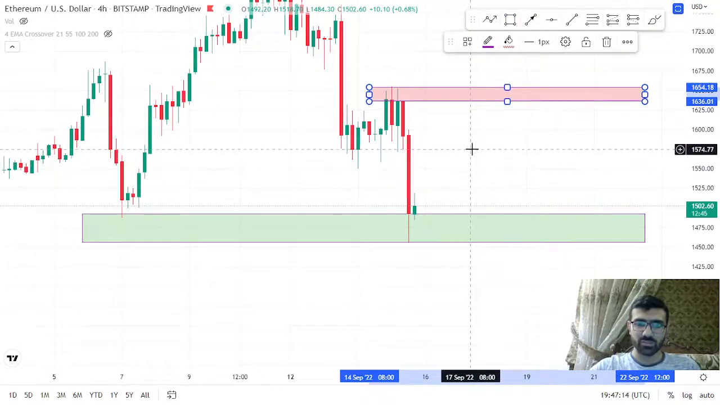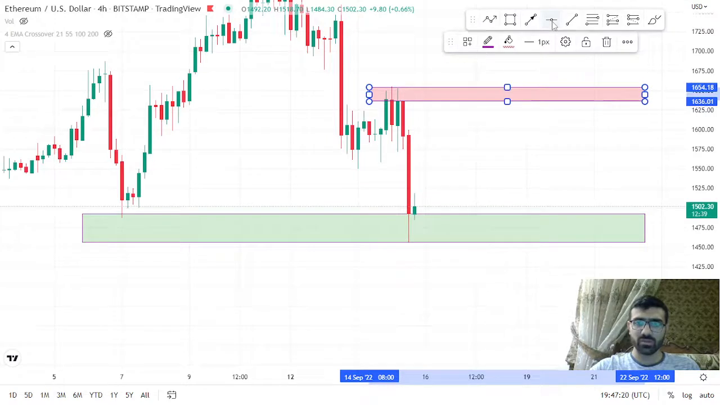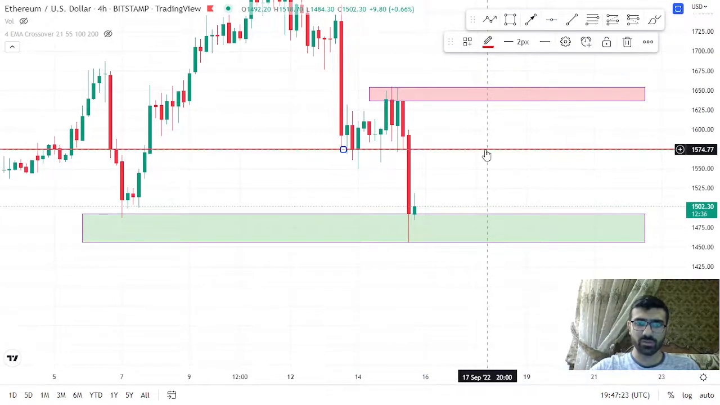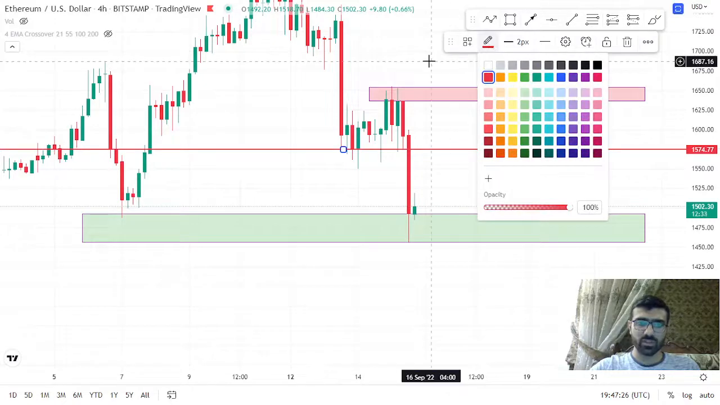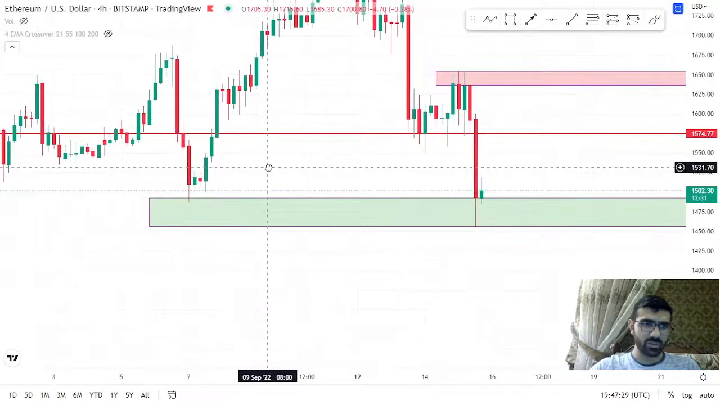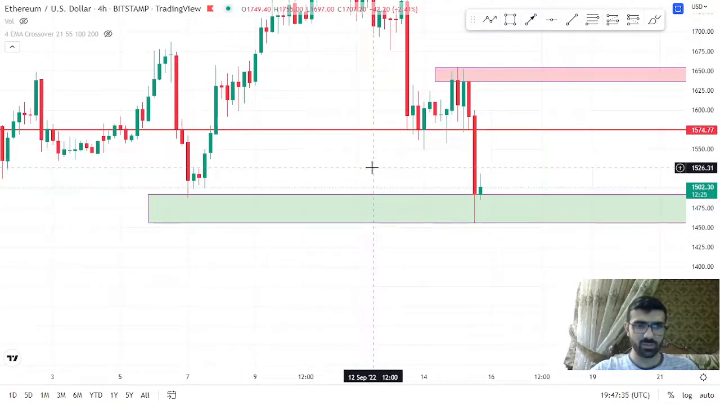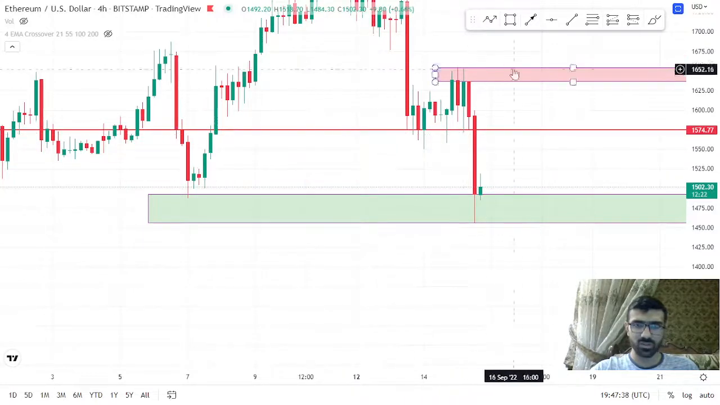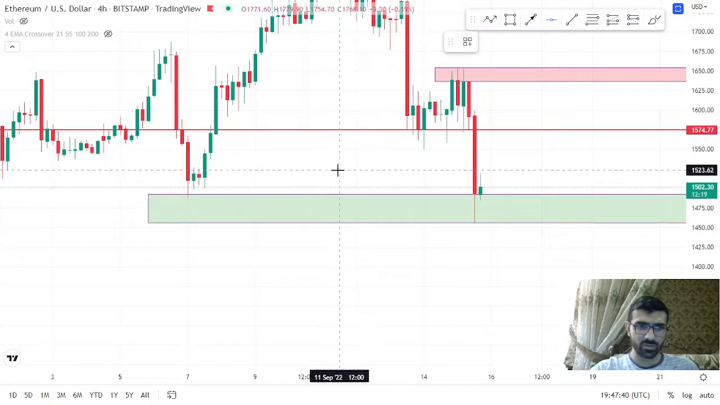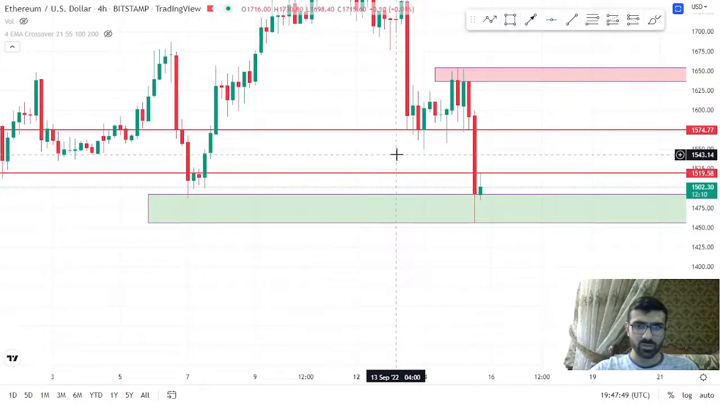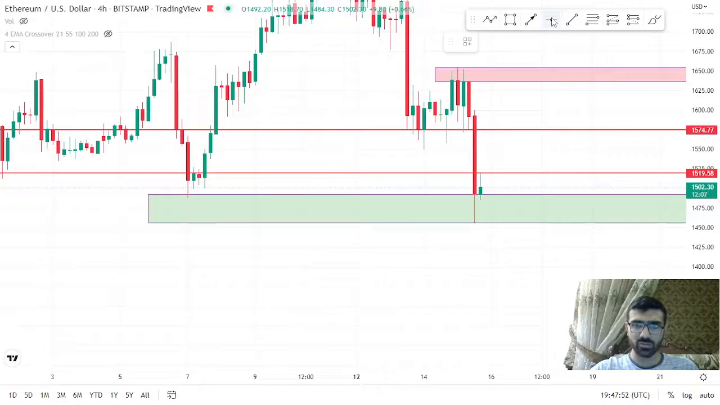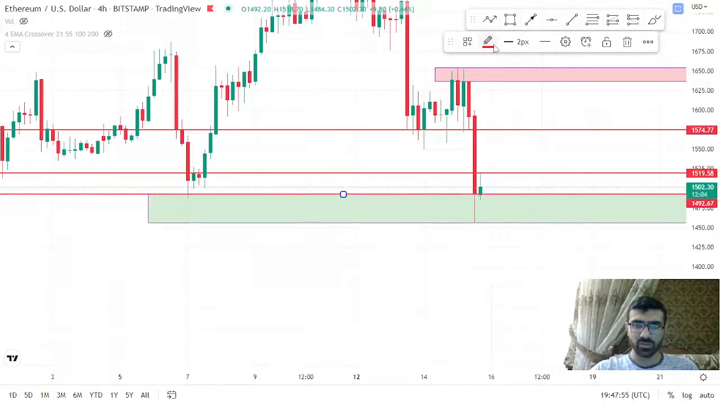And my support area, this was broken, and this was broken in a huge manner. So now this will be my area of resistance, and my short-term area of resistance as well would be this area. I think so. This will be my short-term area of resistance. And my short-term area of support will be this area.